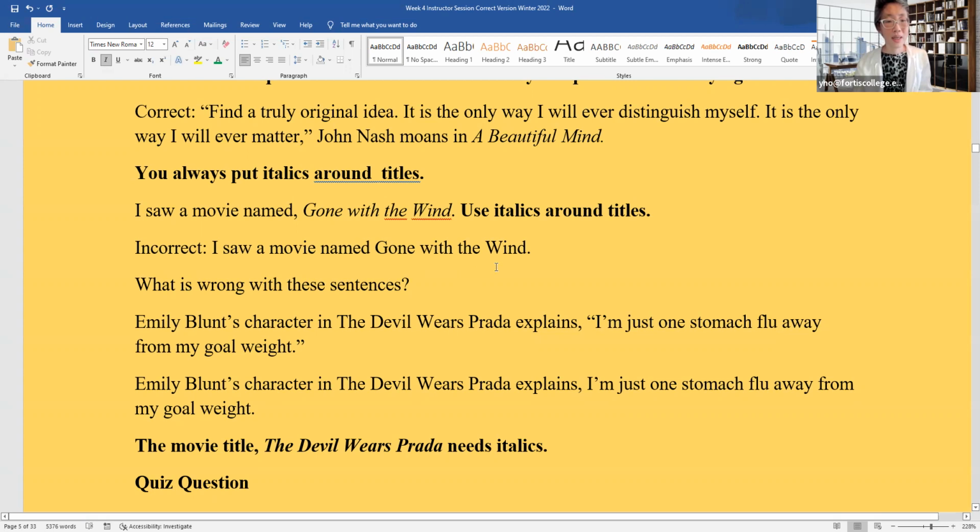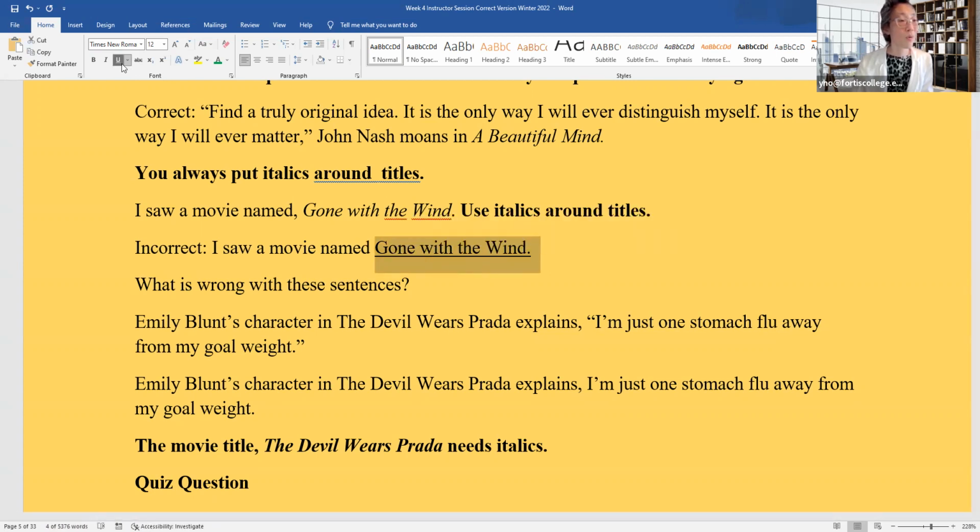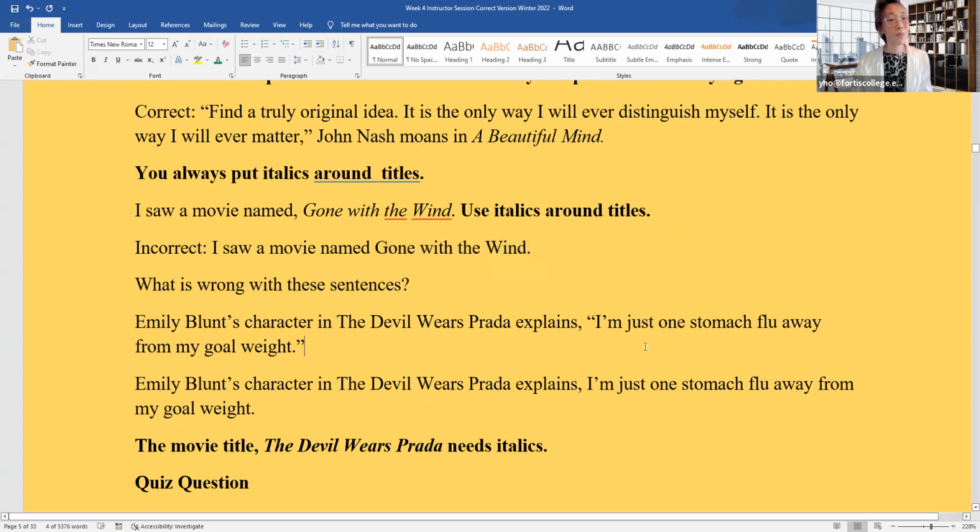If I were to write something like Gone with the Wind, and I was to make it underlined like this, aren't you going to think you can click on it? Hey, I'm not going anywhere. What's going on? Stuff like that. So these days we cannot have it underlined anymore. So APA changed it to italics. So let's get rid of the italics. So I saw a movie named Gone with the Wind, and it's incorrect because this is not italicized.